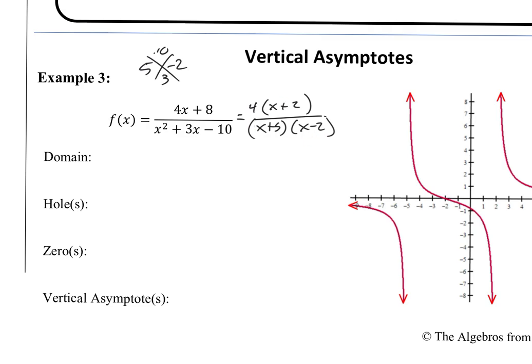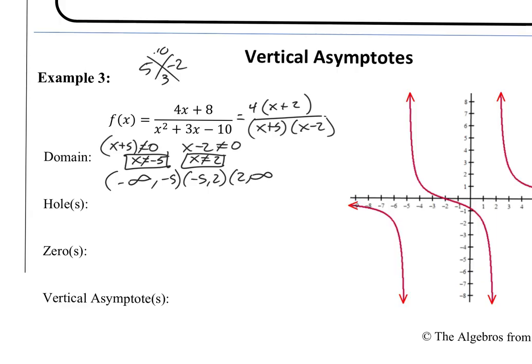So nothing cancels. So where I have domain problems is where the bottom would equal 0, right? So I could set the bottom equal to 0. And remember, really I could say it can't equal 0. And x minus 2 can't equal 0. And then I could solve each of these. So x cannot equal -5, and x cannot equal +2. And so that's how I figure out my domain. And so now I know that this thing is going to go from -infinity to -5, from -5 to 2, and then from 2 to +infinity. And there's my domain.